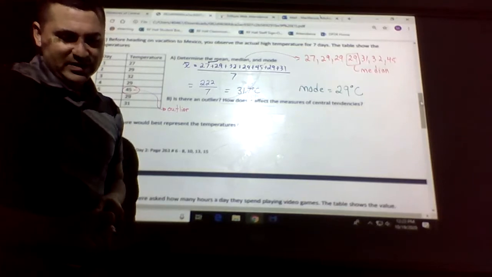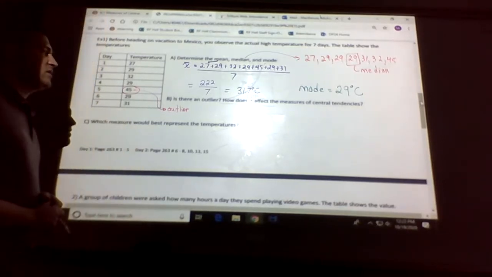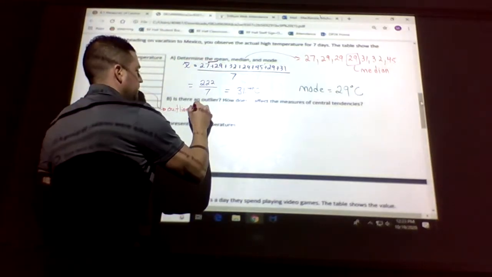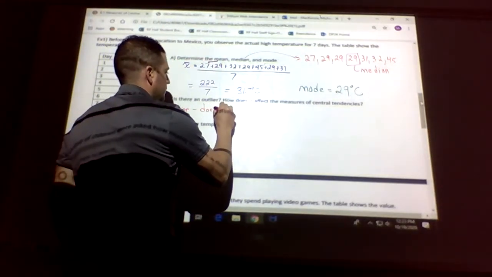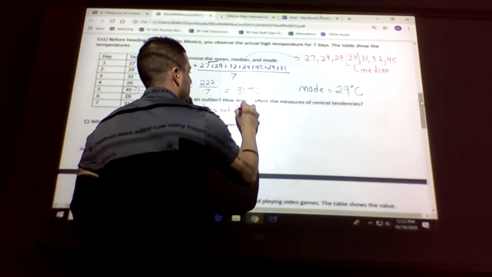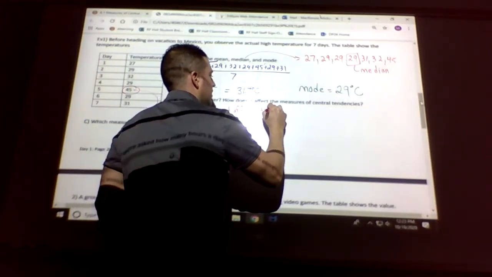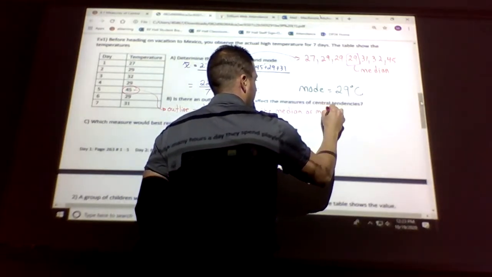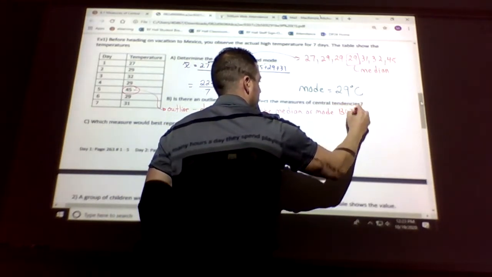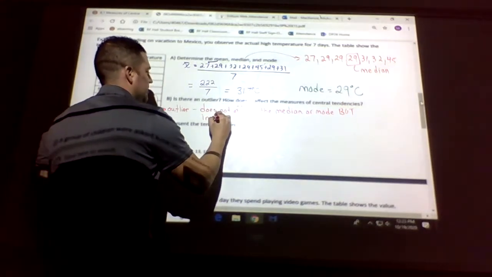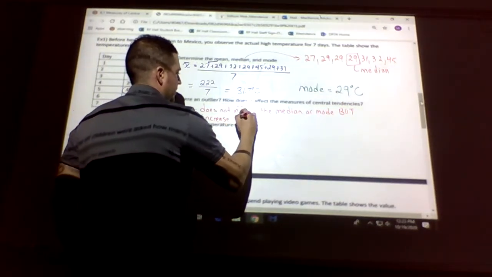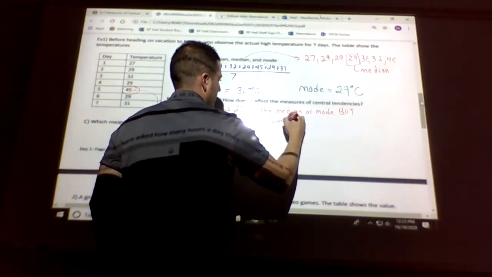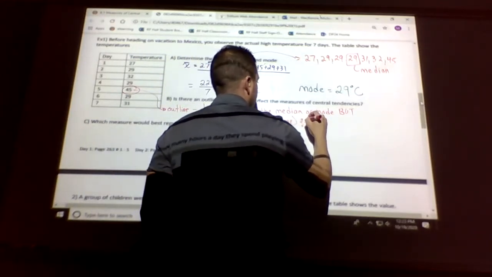What the outlier does, in this case, is it does not affect the median or the mode, but it increases the mean, which is the average, quite a bit.